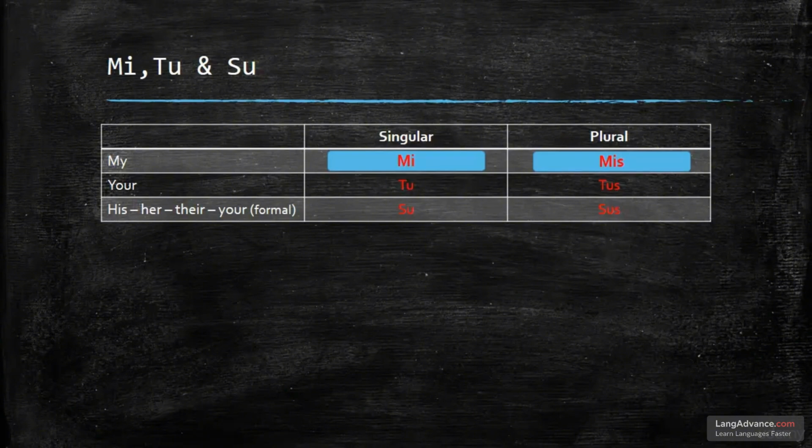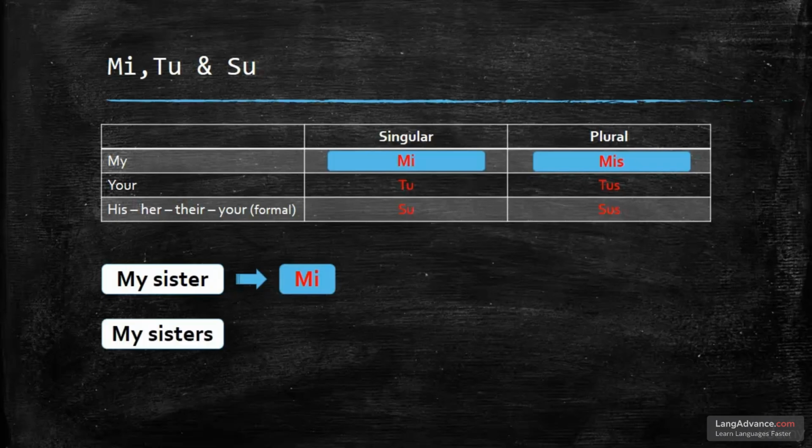Note that the singular and plural forms are determined by the thing being possessed and not the possessor. For example, my sister will use singular form of my, which is mi, while my sisters will use plural form of my, that is mis. So the form changed depending on the number of sisters.